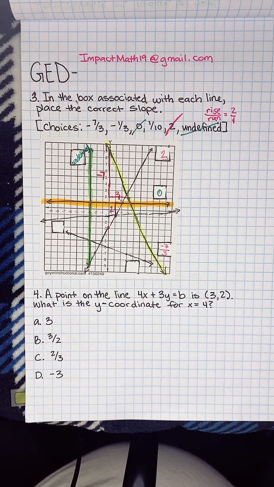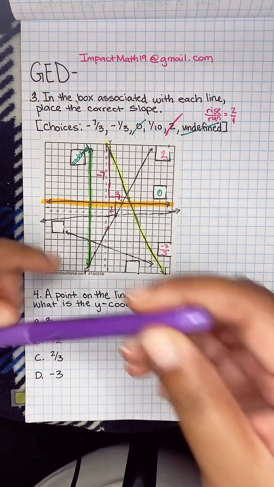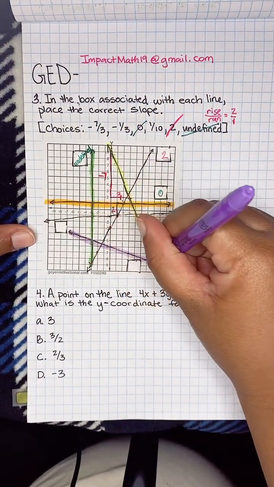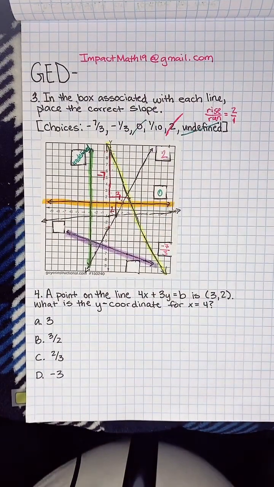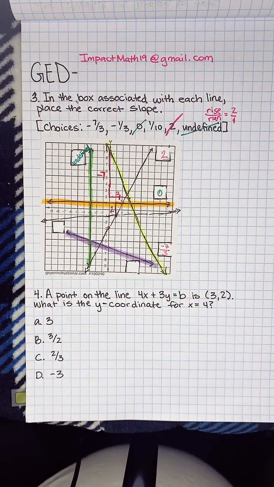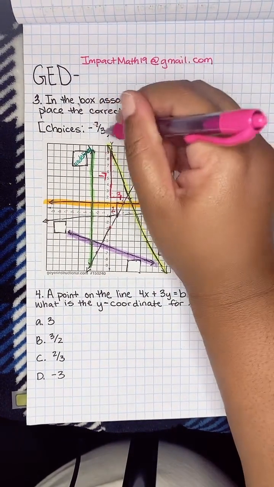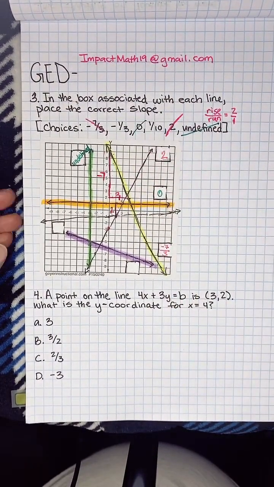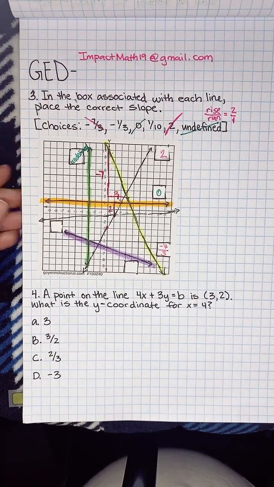Great job. All right. So what about this line right here, the line in purple? What do you guys say that slope is? So now you've got a 50-50 chance. It's either -1/3 or 1/10. What do you guys say? Can you guys put it in the chat?